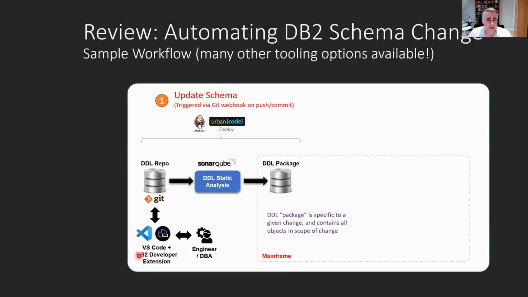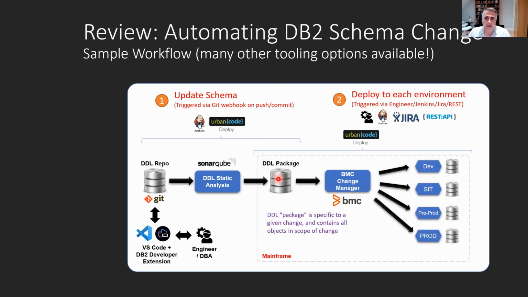All of that happens automatically as a result of the engineer or DBA editing something in Visual Studio Code, using the inbuilt Git extension to check in and push that change into the DDL repo. Then we can use the automation built into Git and a bit of Jenkins and Urban Code automation to do the SonarQube analysis and push that package out. That's done once for each set of changes. You can tag that change with a particular change ID, and then that change is ready for deployment to your back-end DB2 environments. So that's where this second process to actually deploy comes in.